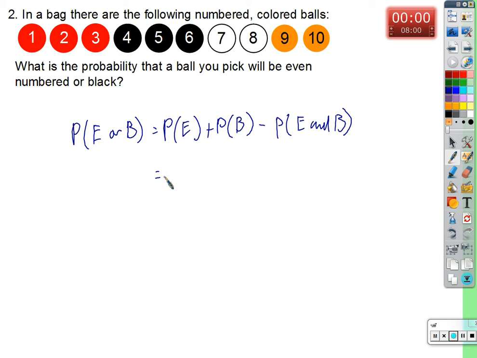Just by looking up here, what's the probability that you've drawn an even numbered ball? 5 out of 10. 1, 2, 3, 4, 5 of them. There's 10 altogether, so 5 out of 10, plus the probability that it's black, 3 out of 10. Probability that it's even and black: the 4 and the 6 are even, and they're also black. So you gotta take away that 2. We get 6 out of 10, or 3 out of 5.